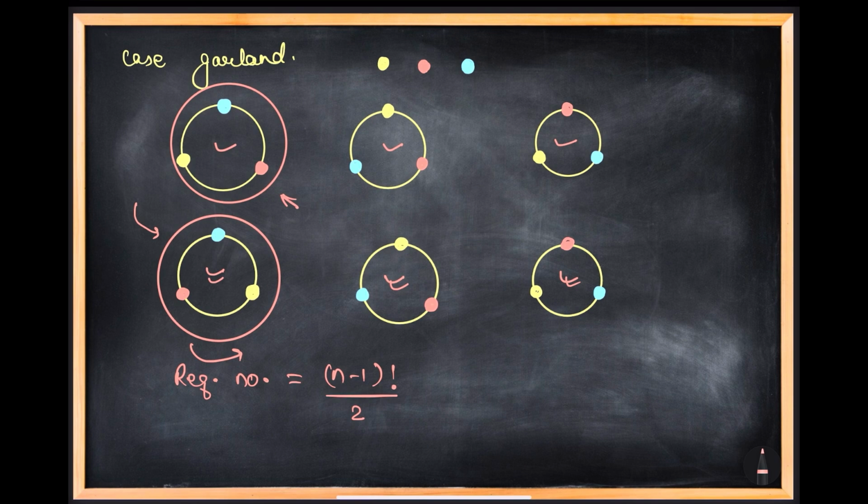Is that clear? I hope you got some idea about this circular arrangement. When we solve illustrations, you will have better clarity about the concept. So let's move on to the illustrations.